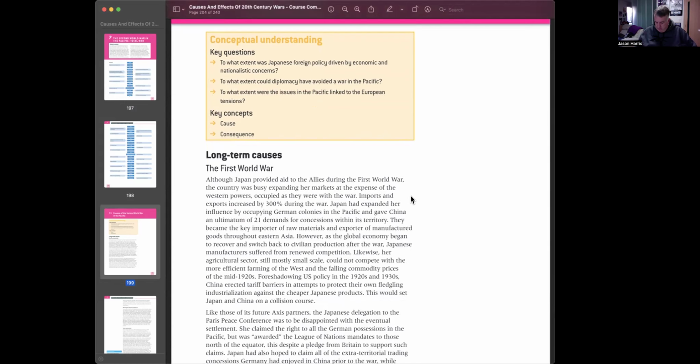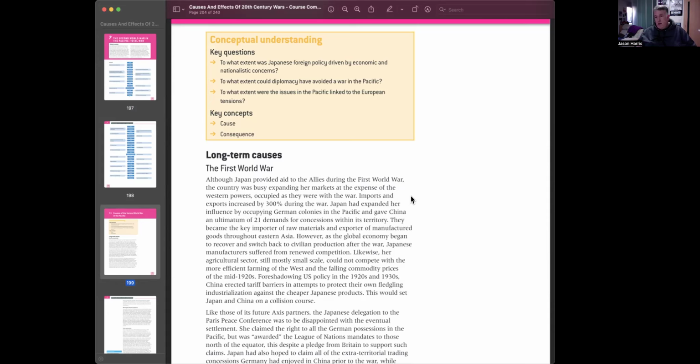Okay, so although Japan provided aid to the Allies during the First World War, we know a little bit about that. The country was busy expanding her markets at the expense of the Western powers, occupied as they were with the war. So during World War One, Germany, Britain, France, all these people who had colonies in China were busy fighting the World War One in Europe. So Japan's like, hey, none of these people are paying attention. They don't have the resources to properly manage their colonies, their ports. Let's take advantage of that.